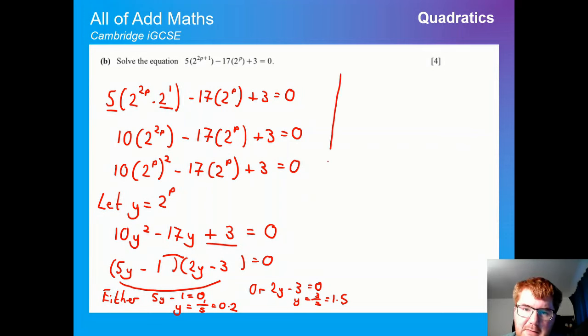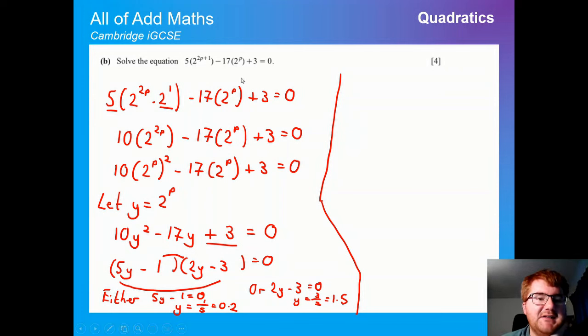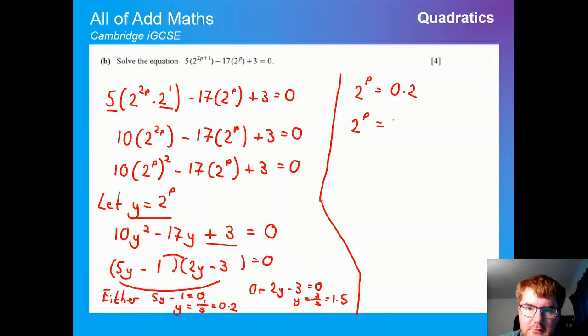At this point, let me just pop this down here, make it nice and neat, I'm going to back substitute now. So wherever I see a y, I'm going to put the 2 to the power of p. So I get 2 to the power of p is equal to 0.2, or 2 to the power of p is equal to 1.5.